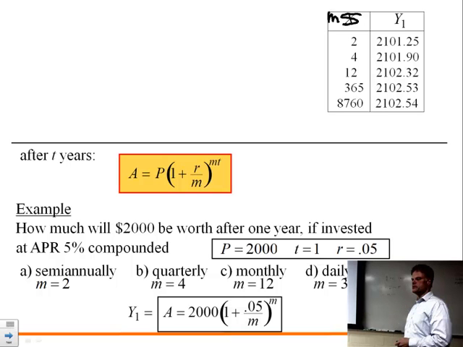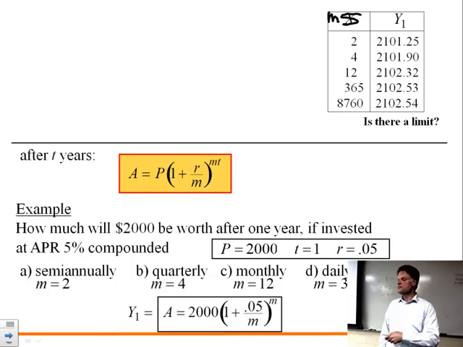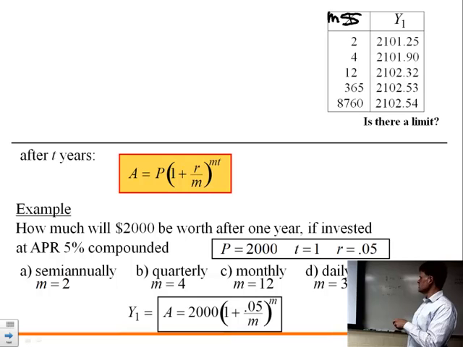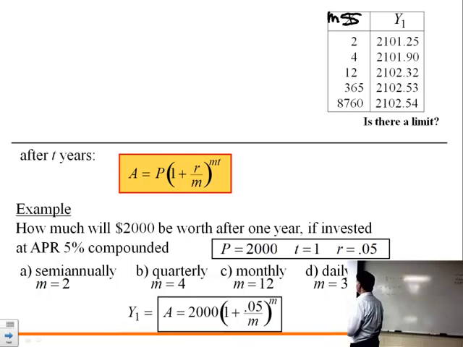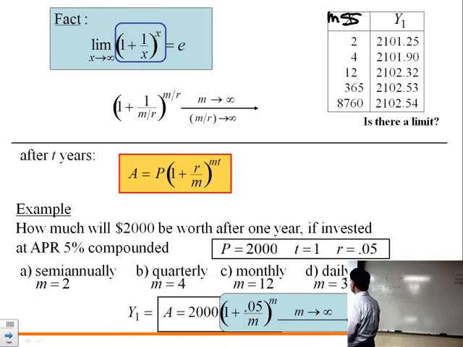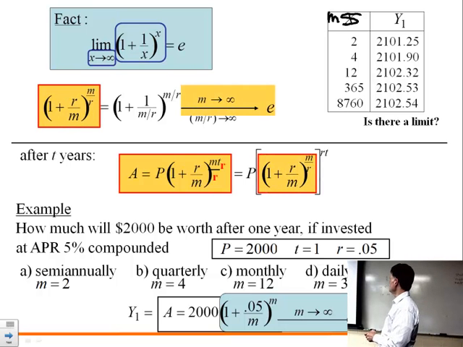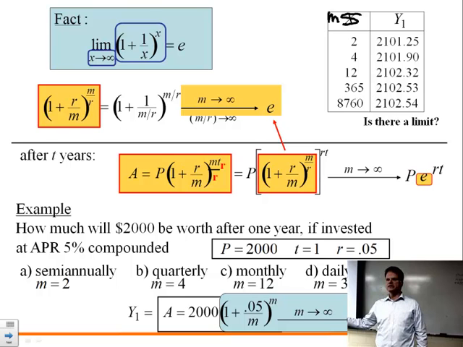So compounding much more frequently is not really giving you a huge increase in the amount you get. And in fact, you might suspect that this is approaching a limit. As m goes to infinity, these numbers actually approach a limit. Okay. And the answer is yes. I am going to skip the derivation of this, and just jump to the conclusion here. If you're essentially compounding every instant, that's the limit as m goes to infinity.